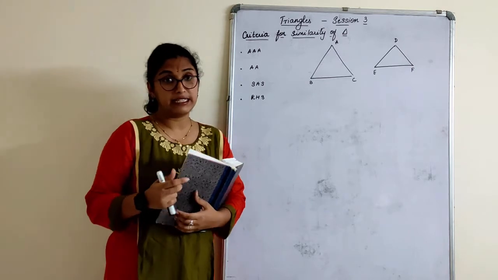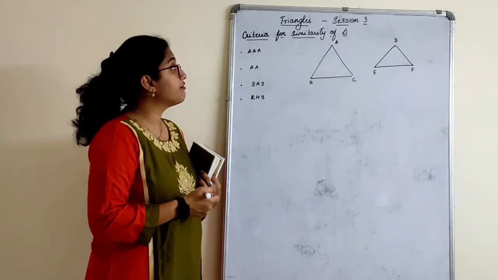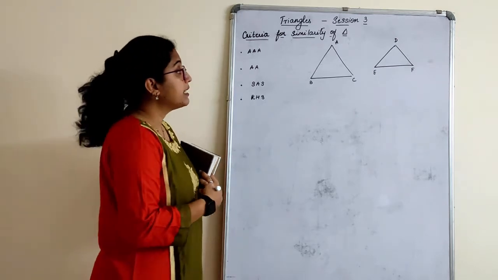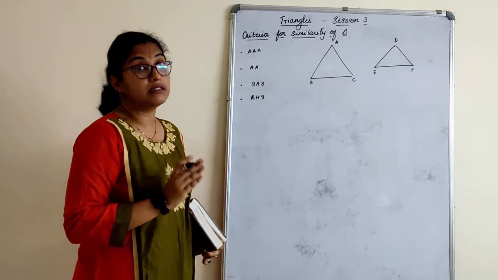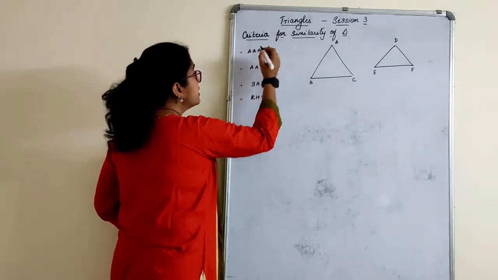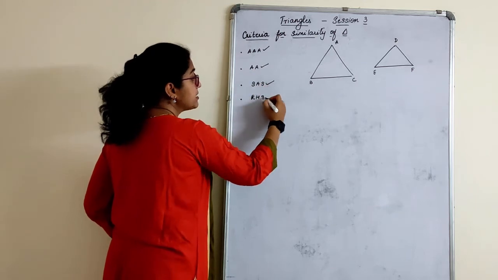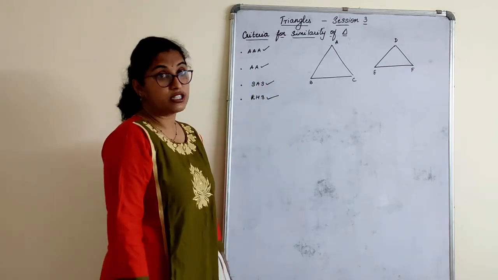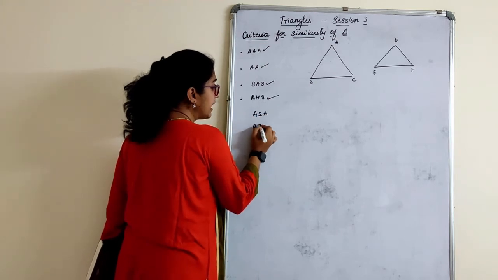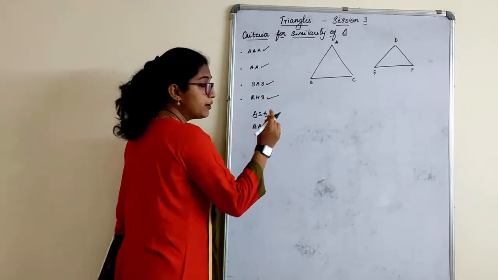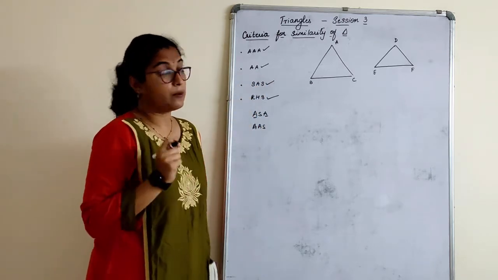Now what is this criteria? Remember, we studied criteria of congruency, so we have criteria for similarity. Two given triangles are said to be similar if they follow certain criteria: if they fall under AAA criteria, AA criteria, SAS criteria and RHS criteria. Why not ASA or AAS? Because when we talk about two angles, it comes under AA criteria.